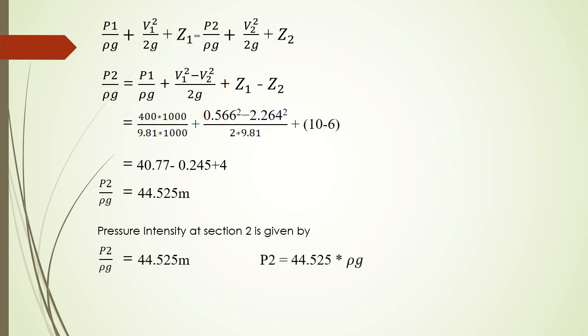So what I'll do, I just equate it to P2. Now I know P2 by rho g is 44.525. So P2 can be equal to 44.525 into rho g. Okay, in that case 44.525 into rho, since it is water, it is 1000 into 9.81. So P2 is nothing but 436.8 kilonewton per meter square.